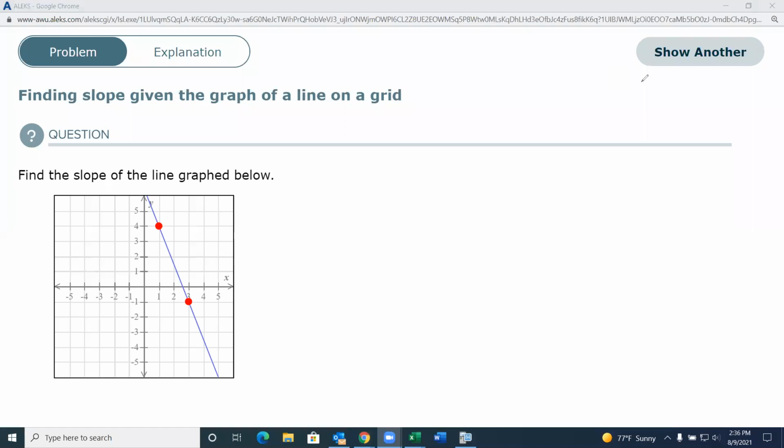So working from the left point to the right point, we are going to rise -1, 2, 3, 4, 5. So our rise is -5, negative because we're going down. And then our run, 1, 2. And this doesn't simplify, so we'll just leave it, -5 halves. And that is how we answered that one.